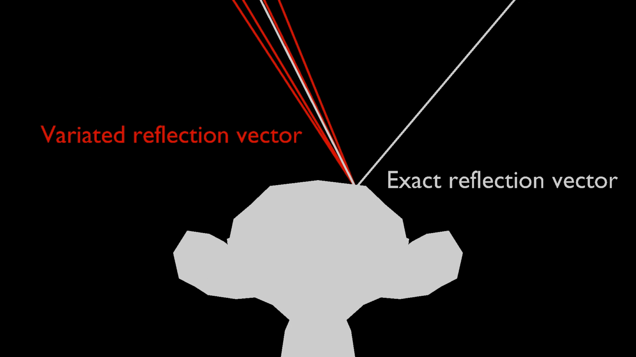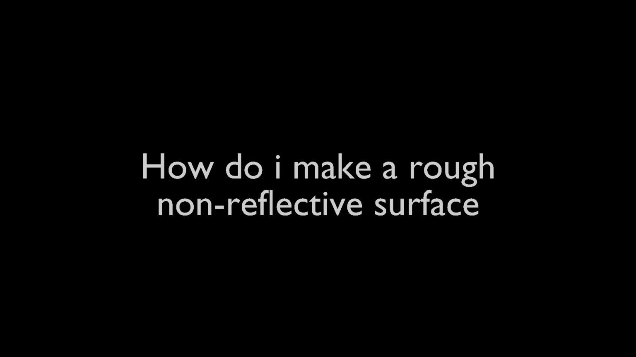Apart from only rendering a single sample, the rays bounced without varying their path. That means that all surfaces are completely smooth, so we rendered a completely reflective surface such as a mirror. Now you might ask, how do I make a rough, non-reflective surface? Good question.